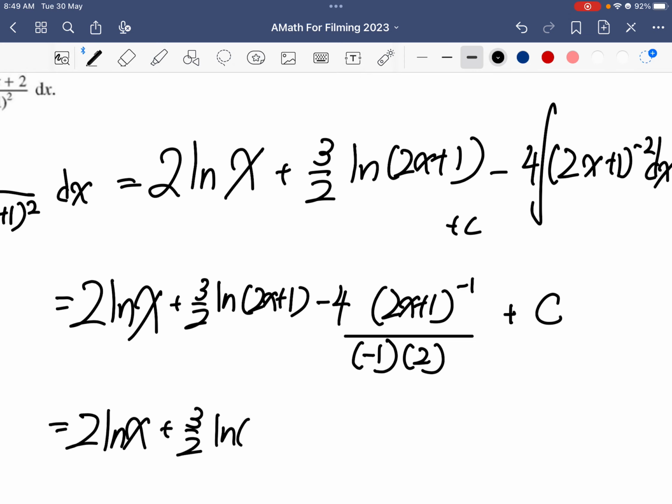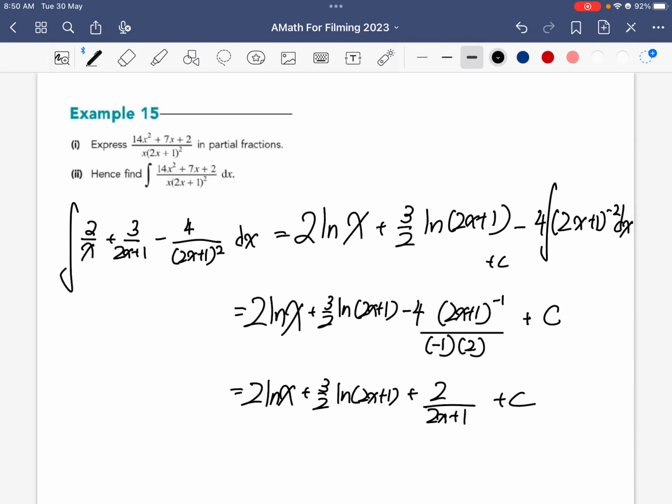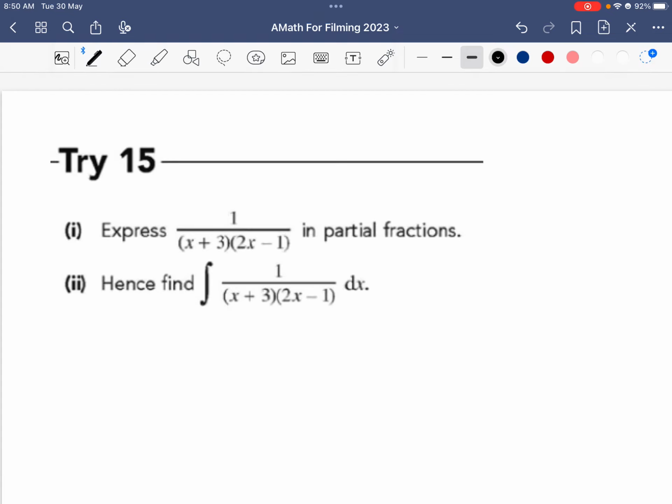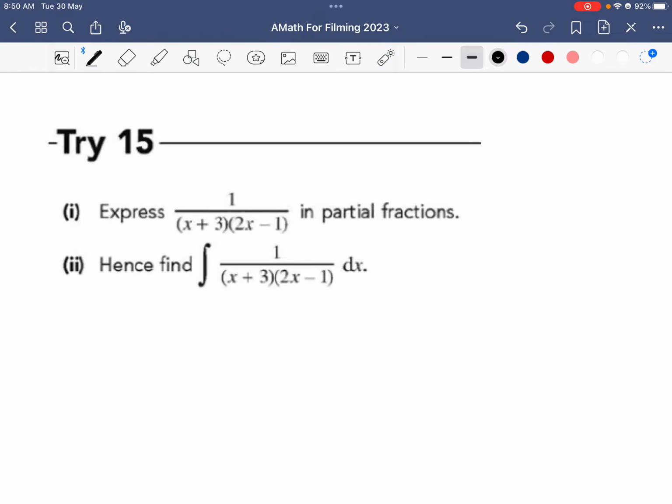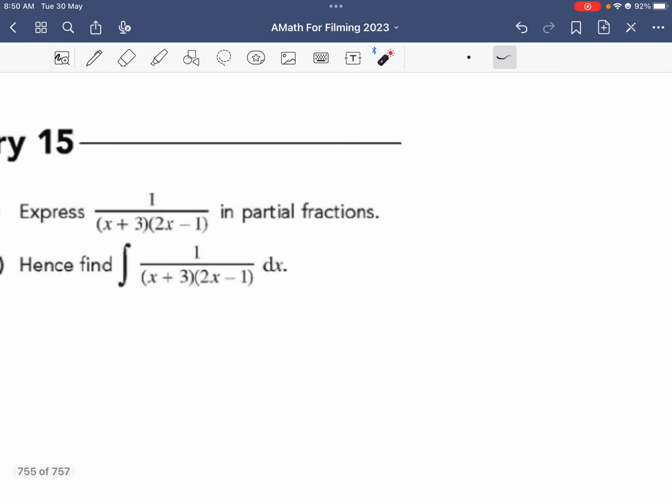Now, if I simplify everything, what I get is 2 ln x plus 3 over 2 ln of (2x plus 1). Negative and negative gives you positive 4 divided by 2. It becomes positive 2. So it's plus 2 over (2x plus 1) plus c. Okay, and that concludes my example 15. Now your turn to try 15.